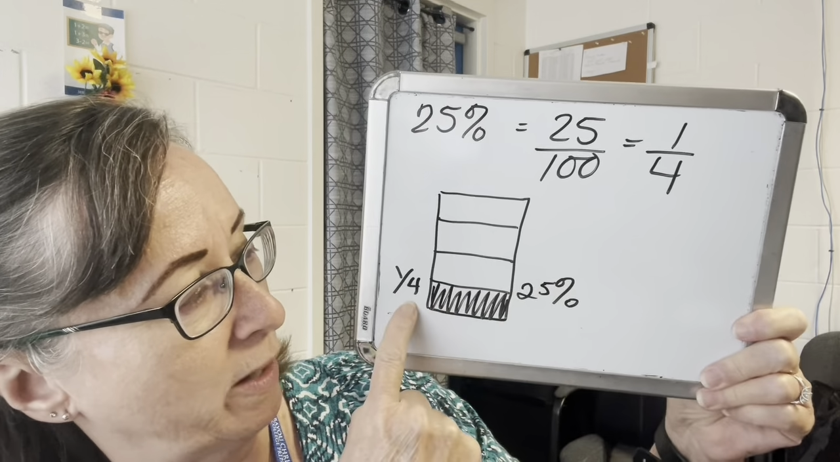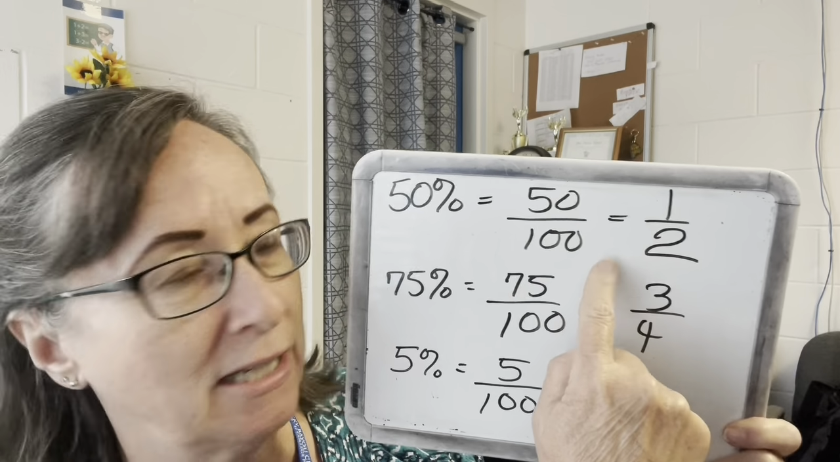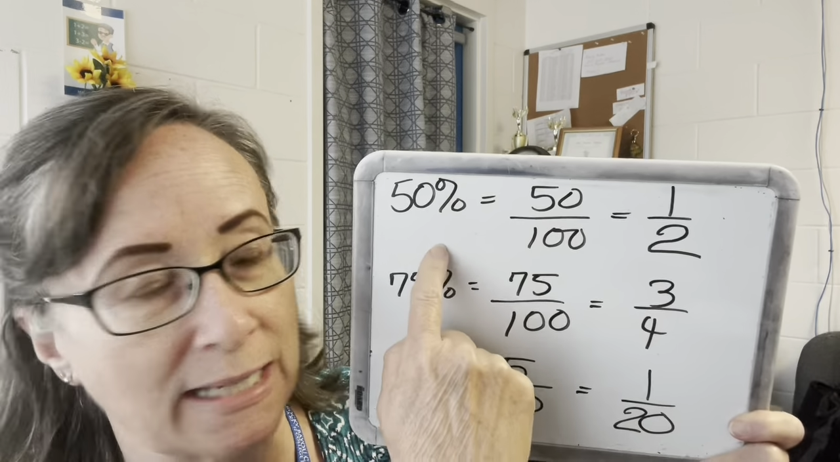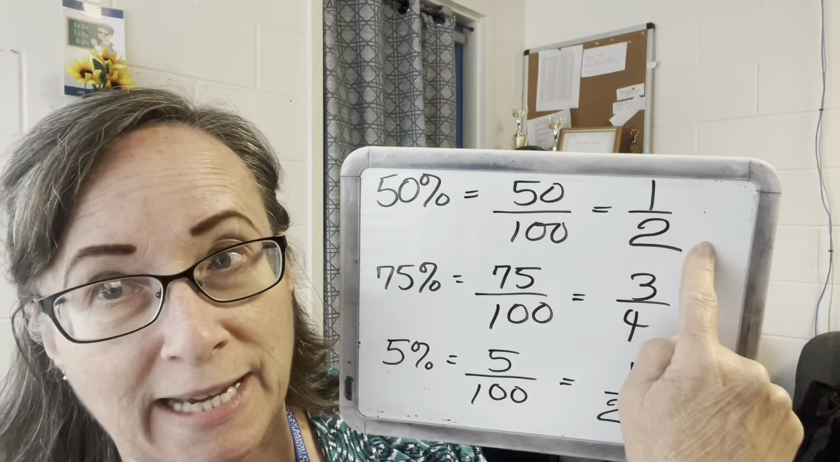50% is the same as 50 over 100. Remember, percent means parts out of 100. So 50 parts out of 100 is 50%, which will simplify to 1/2. 75% is the same as 75 over 100, which will simplify to 3/4. 5% is 5 over 100, which will simplify to 1/20.